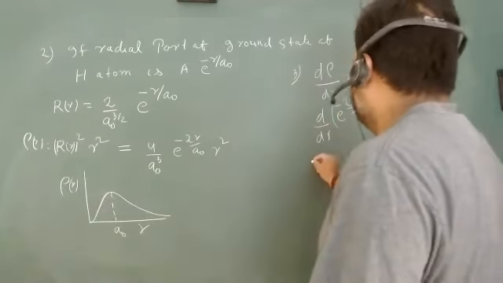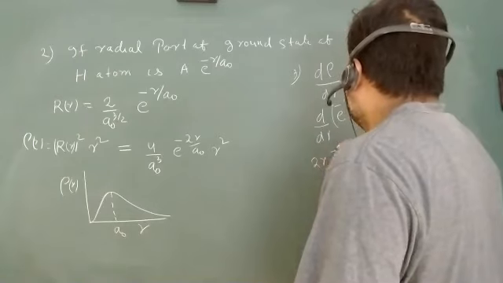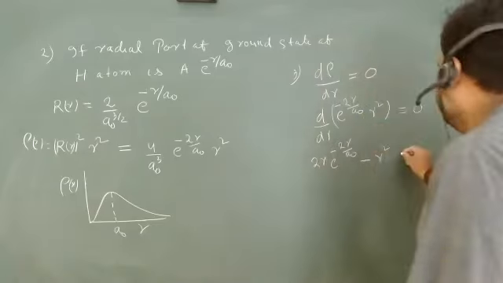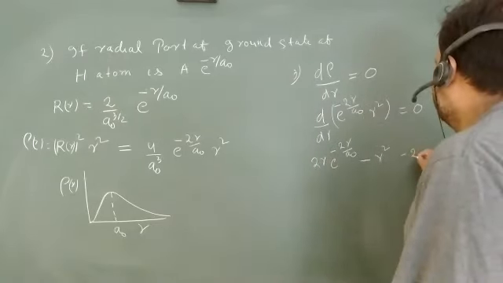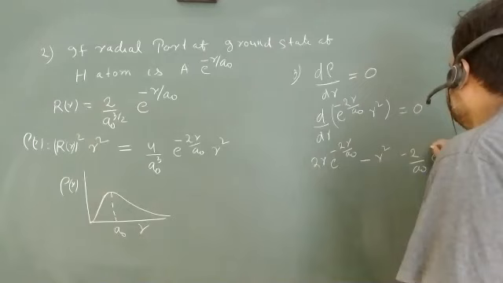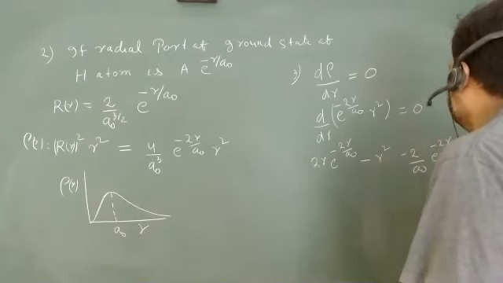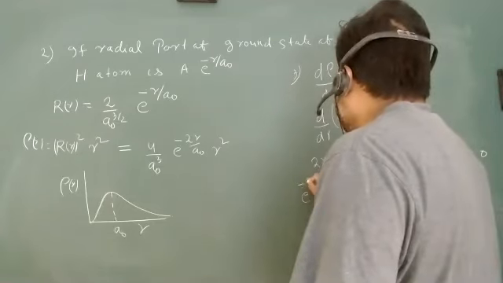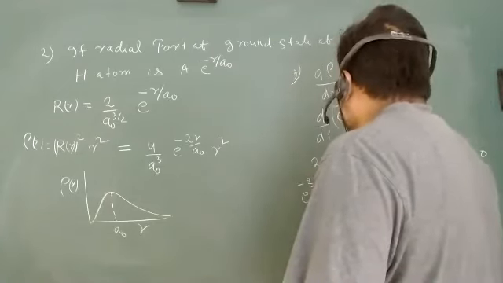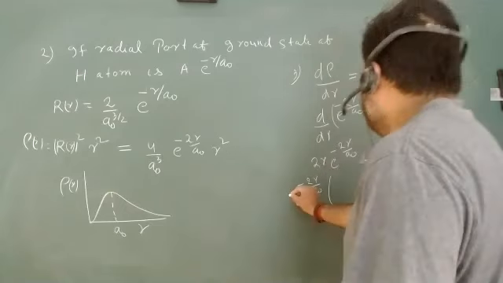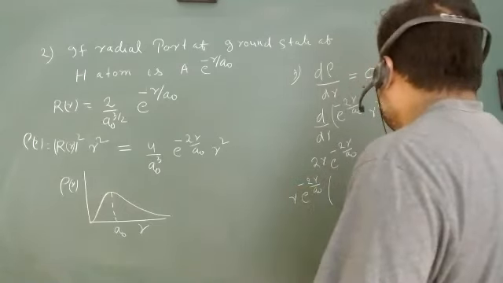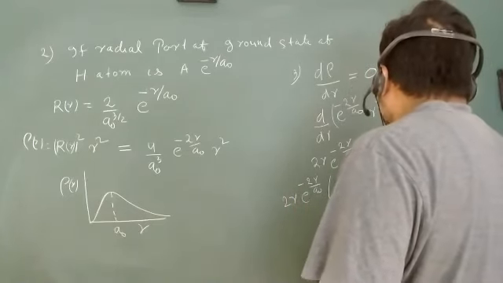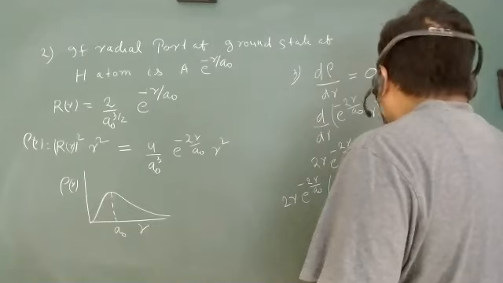Just differentiate it. That will be 2r e to the power minus 2r upon a naught, minus r square times 2 upon a naught e to the power minus 2r upon a naught, equal to 0. You can take e to the power minus 2r upon a naught as common, and r will also be common. 2 will also be common, and then you will get 1 minus r upon a naught.